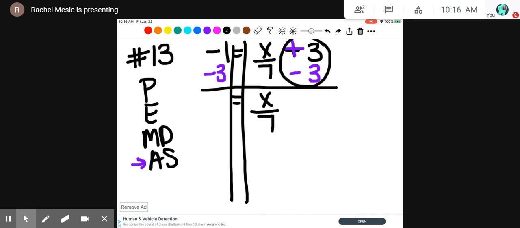And on the left, we have -1 minus 3. That is the same thing as -1 plus -3. So altogether, I have 4 negatives.